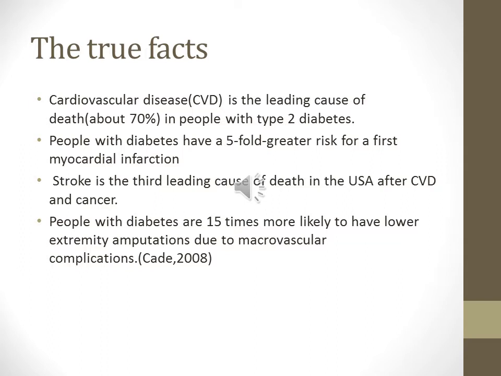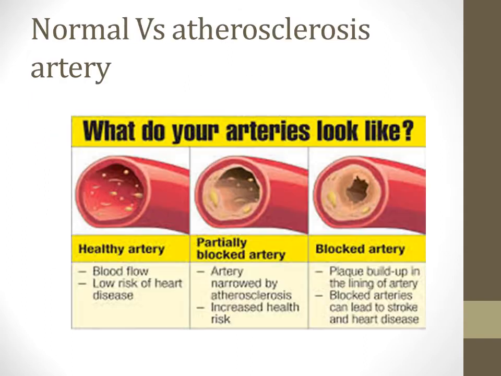So, some true facts are that cardiovascular disease is the leading cause of death, about 70% in people with type 2 diabetes. People with diabetes have a 5-fold greater risk for a first myocardial infarction. Stroke is the third leading cause of death in the USA after CVD and cancer. People with diabetes are 15 times more likely to have a lower extremity amputation due to macrovascular complications. These are just some of the many facts that are there.